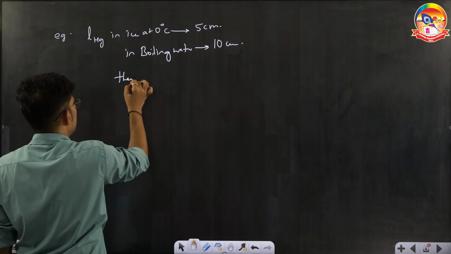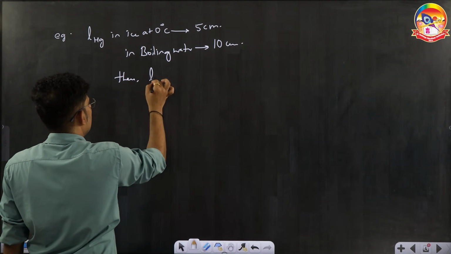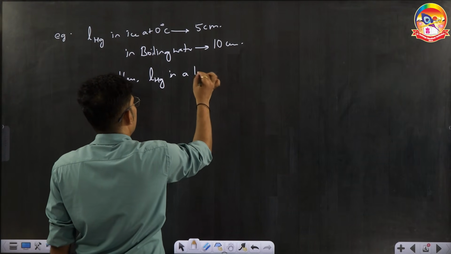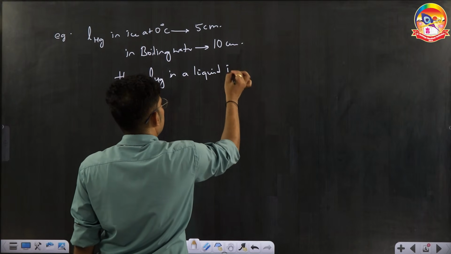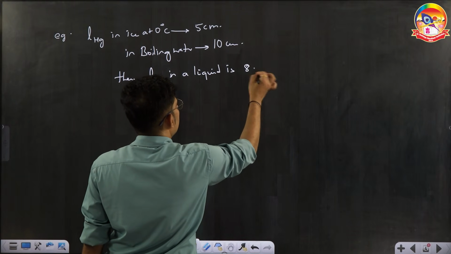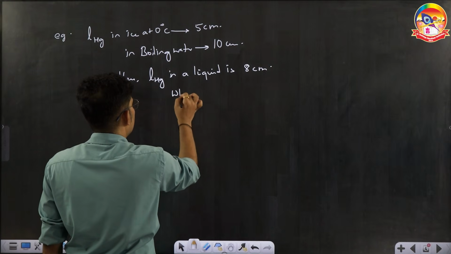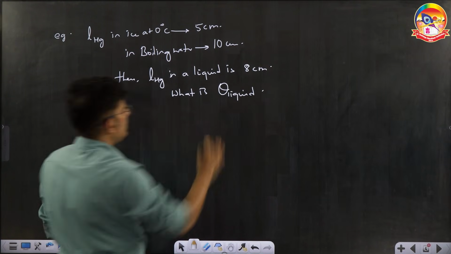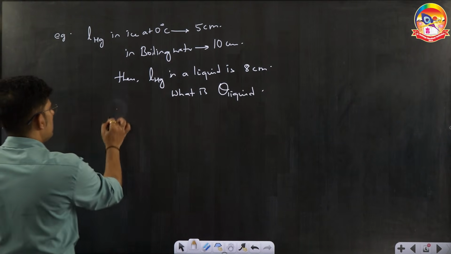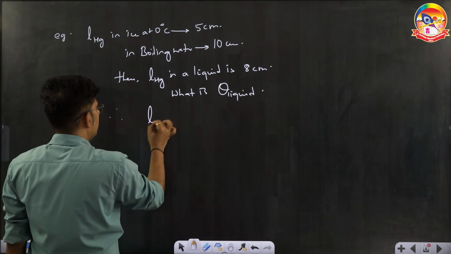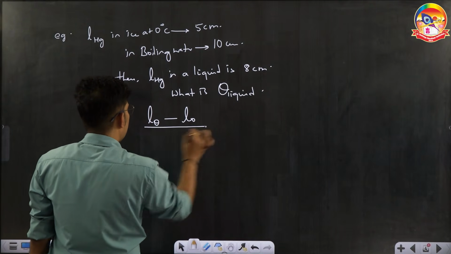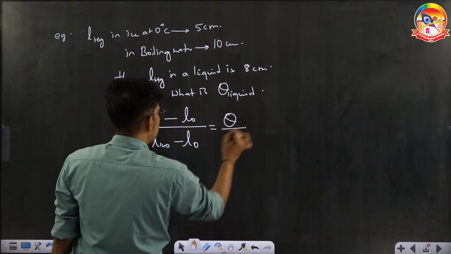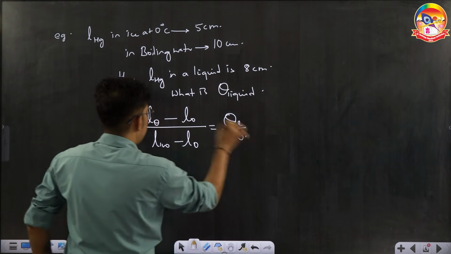Then the length of mercury column in a liquid is say 8 centimeter. What is the temperature of the liquid? Simply they ask this. So what we can do from here, directly use L theta minus L0 by L100 minus L0 is equal to T by 100, so theta of the liquid by 100, that's it.